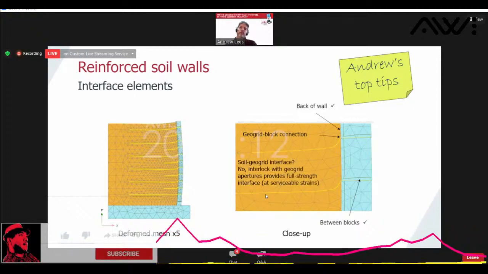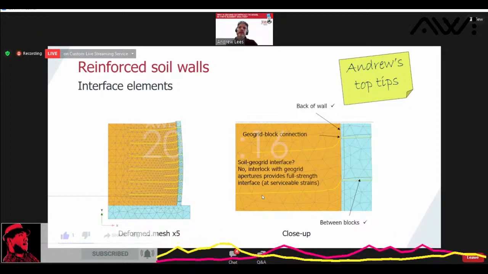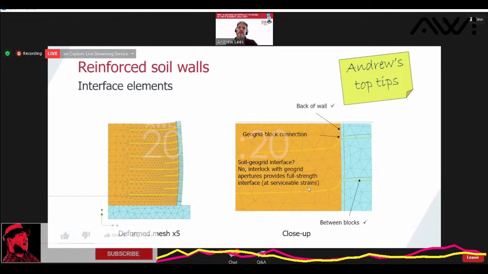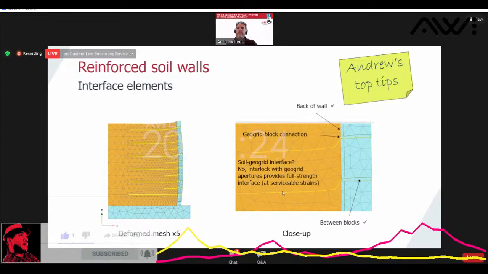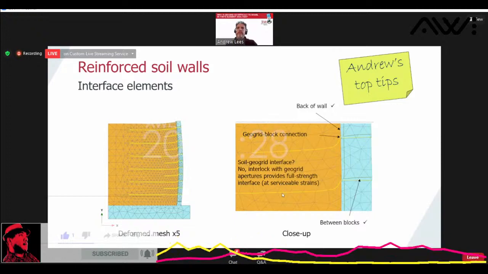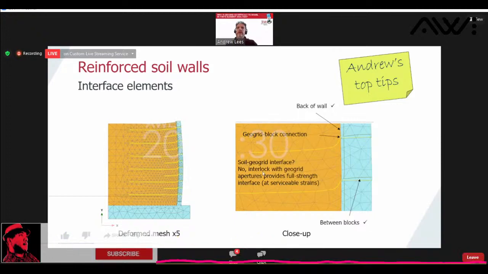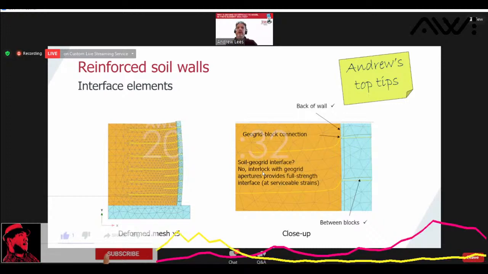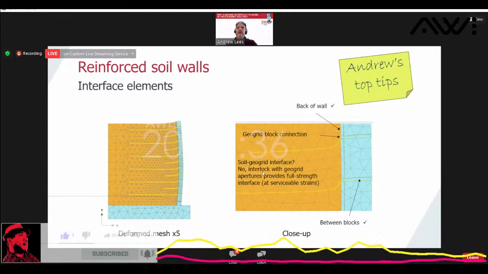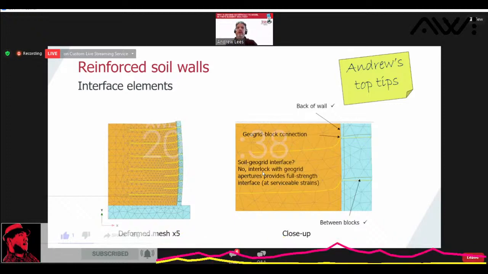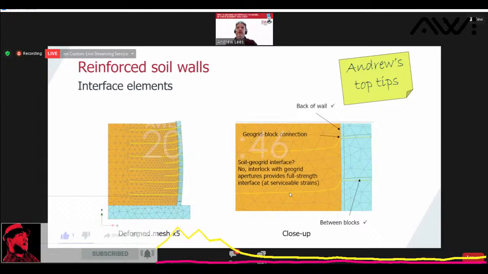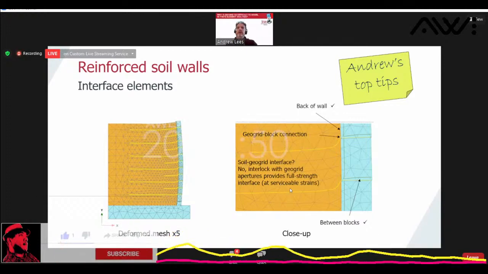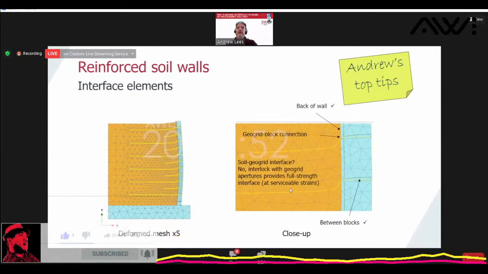And then where people think about interface elements and want to use them is between the geogrid and the soil. I found that that's not needed at serviceable strain levels. So if you're predicting deformations, probably not necessary, because you've got interlock between the aggregate and the geogrid apertures. So there wouldn't be any significant sliding between the aggregate and the geogrid. So actually here, I don't use an interface element at serviceable strain levels. If you wanted to use it for ULS design, for internal strength, then maybe you will, but that's quite a big task. I'd still recommend just using limit equilibrium for ULS.